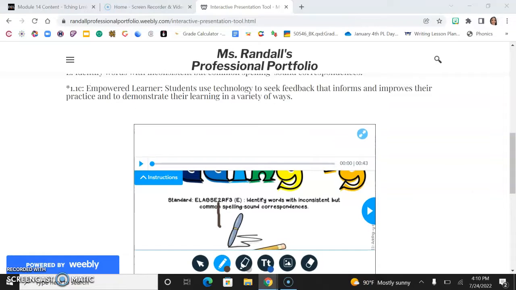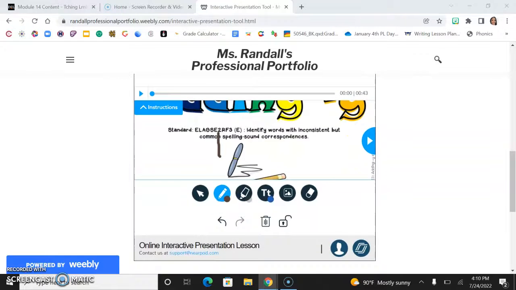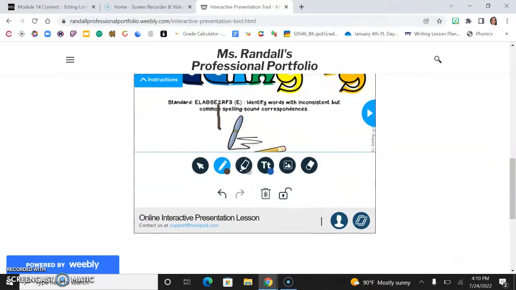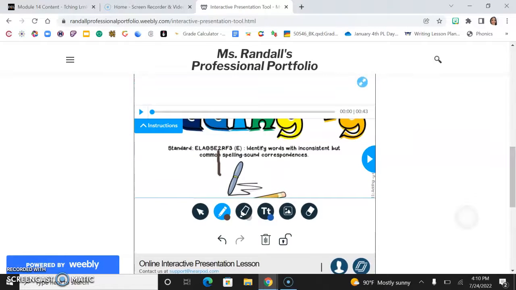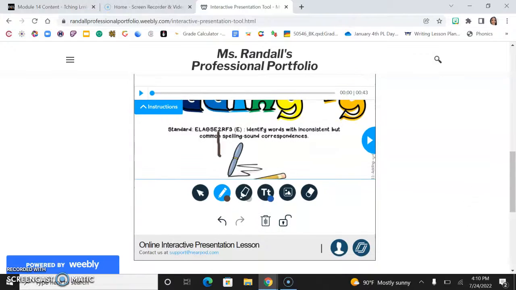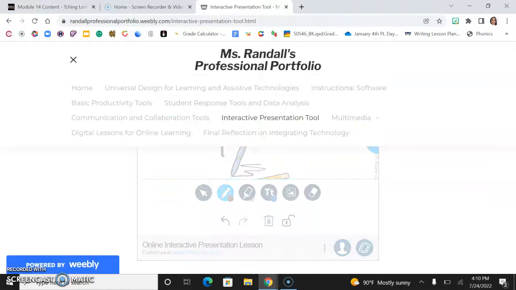Plus, using this particular lesson, students have way more voice and choice in deciding how they would like to demonstrate their learning versus if they would be doing this lesson whole group on the carpet.